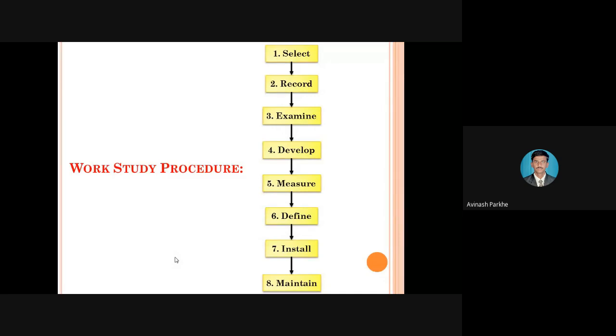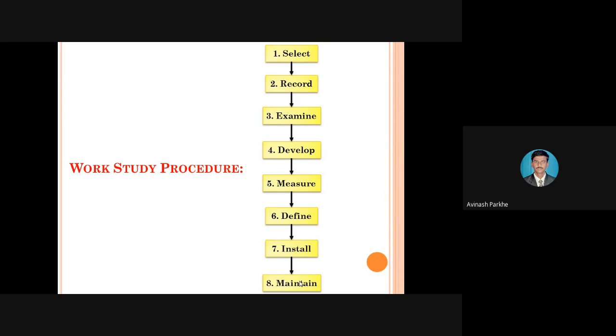So the figure in front of you, in the form of a block diagram, consists of a total of 8 steps or procedures. Through this procedure, the work study technique can be implemented in the industry. Now the first one is select.